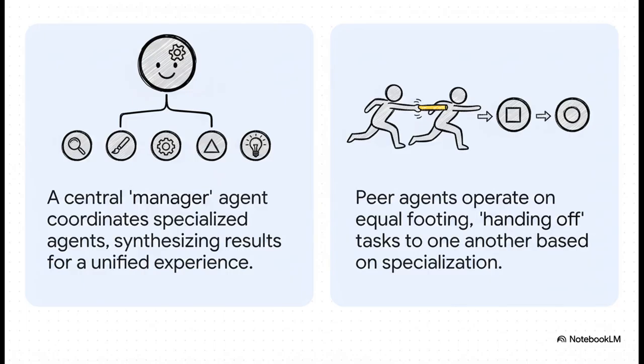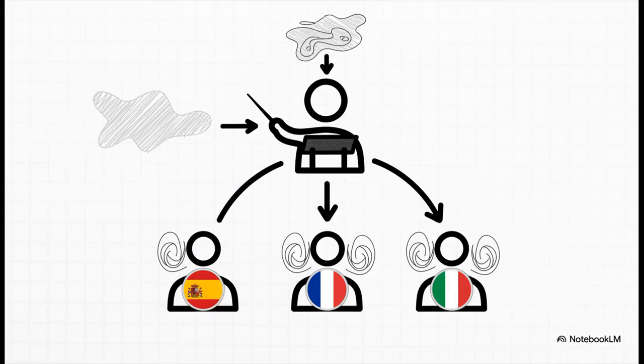There's the manager pattern, which is hierarchical, kind of like a boss and their employees. And then there's the decentralized pattern, which is more like a relay race, where each agent passes the baton to the next specialist. So let's look at that manager pattern first.